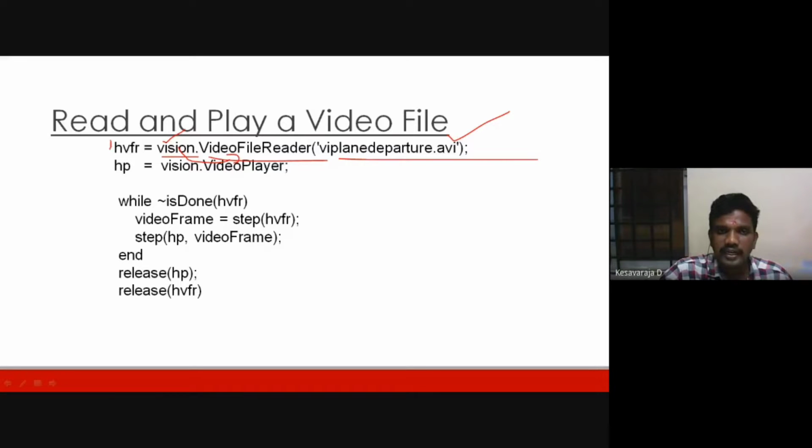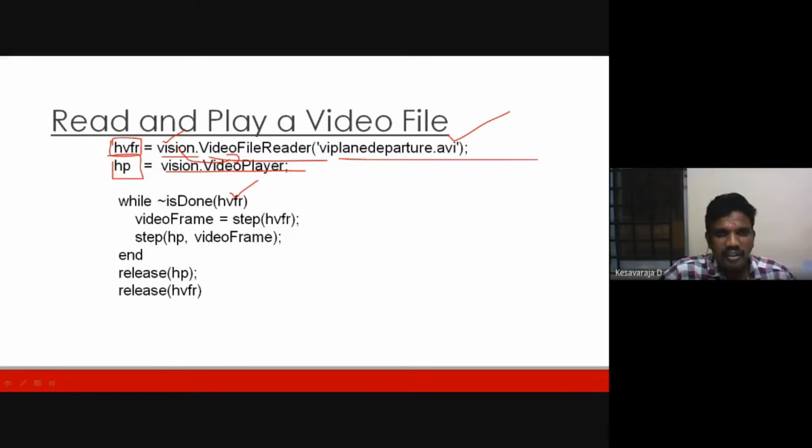It will be handled by a handler for video frame. Then a handler for player, vision.VideoPlayer. So vision handles video efficiently. There is no for loop needed, just a while loop is enough. So while not isDone of HVFR.